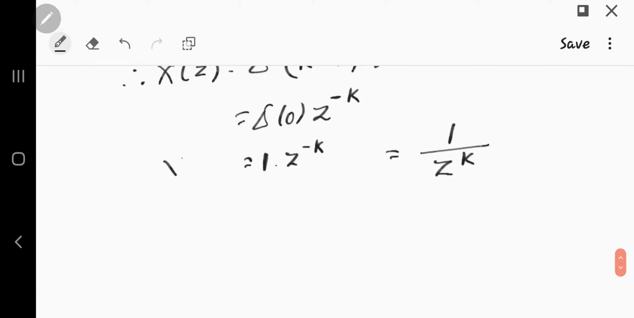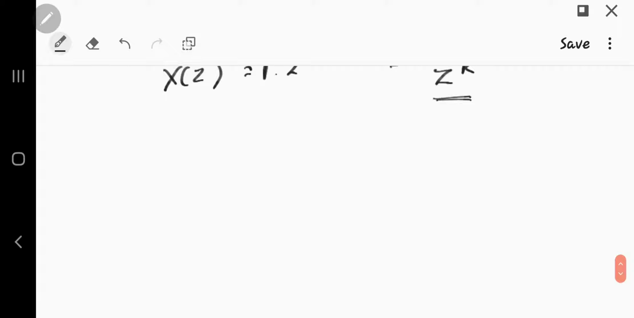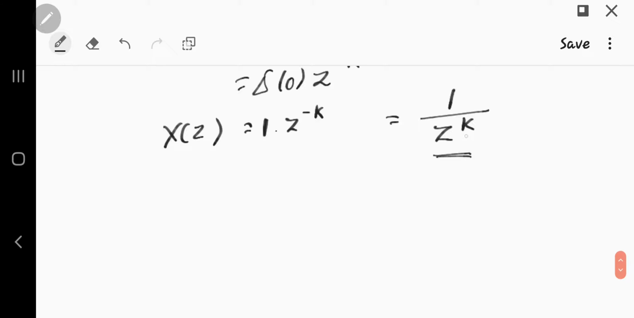Now this is my X of z. Now the z transform is in rational form. What does it mean? You have to look to the seventh property. It says if the z transform of x of n is rational, then its ROC is bounded by poles or it may extend to 0. So that means we have poles not in the ROC.